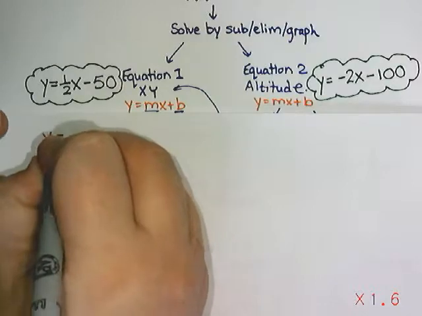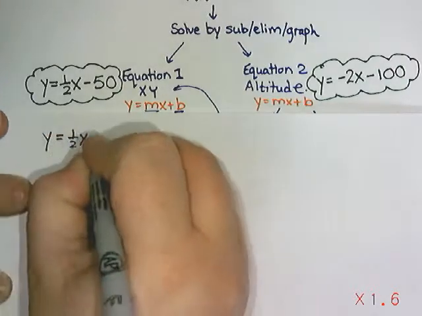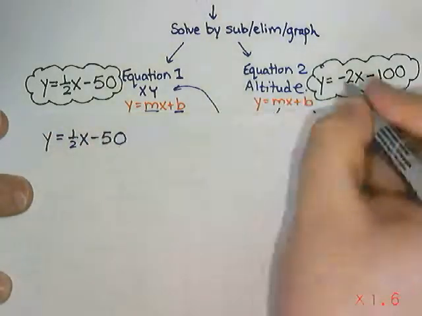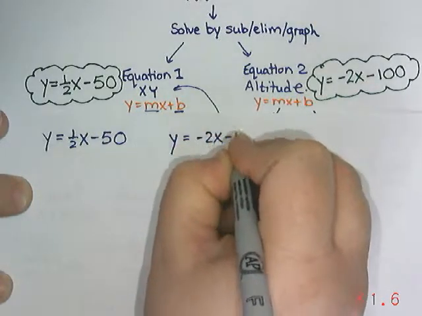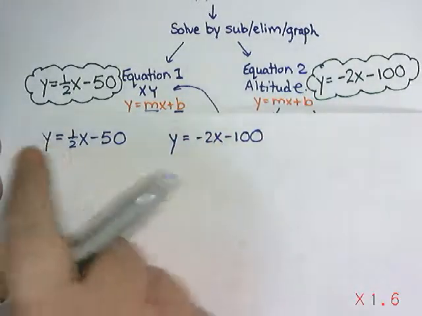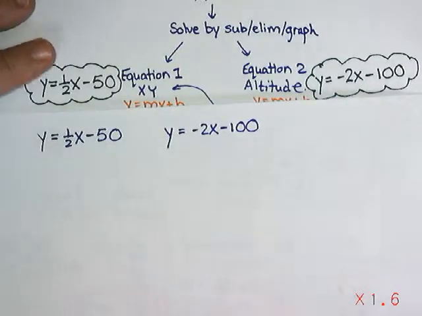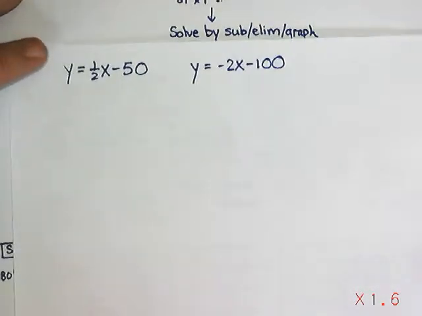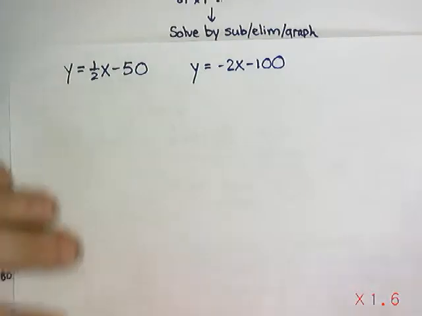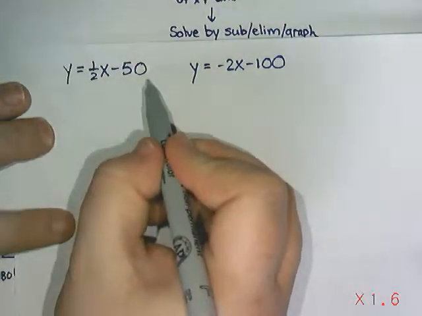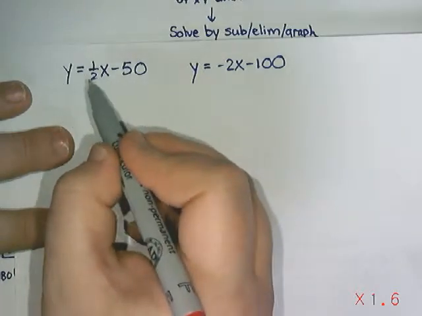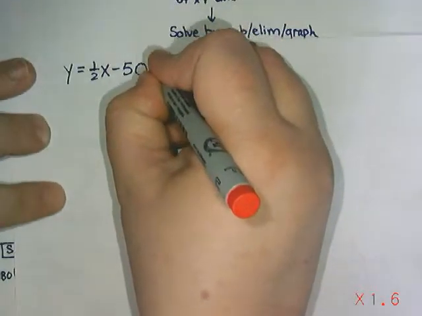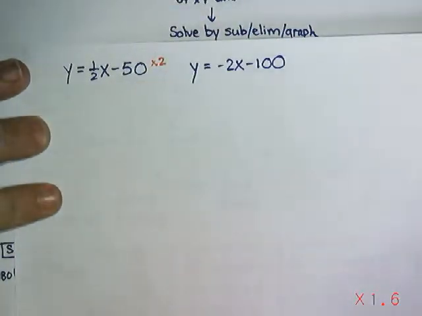We have y equals 1/2 x take away 50, and y equals -2x minus 100. One of the things that I notice about the two equations is that I really don't like having a fraction in the one. To get rid of the fraction, we can multiply everything by the denominator of 2. So I'm going to take that entire equation and multiply by 2.